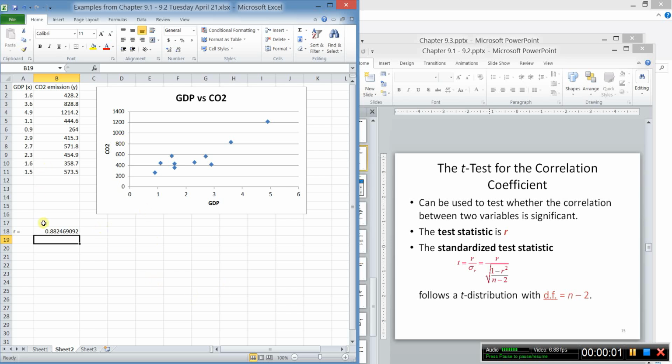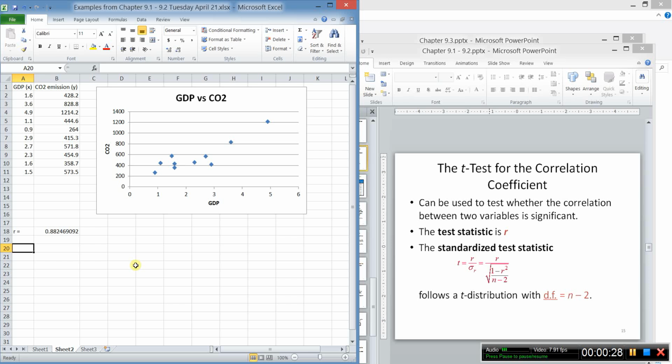Okay, so in the previous video, we estimated the sample correlation coefficient R to be 0.88. So in this video, we're going to test the hypothesis that the population correlation coefficient is 0. The alternative hypothesis will be that the population correlation coefficient is not 0.